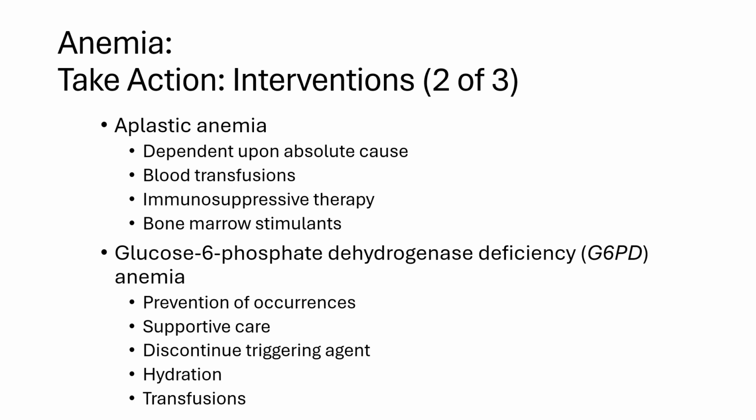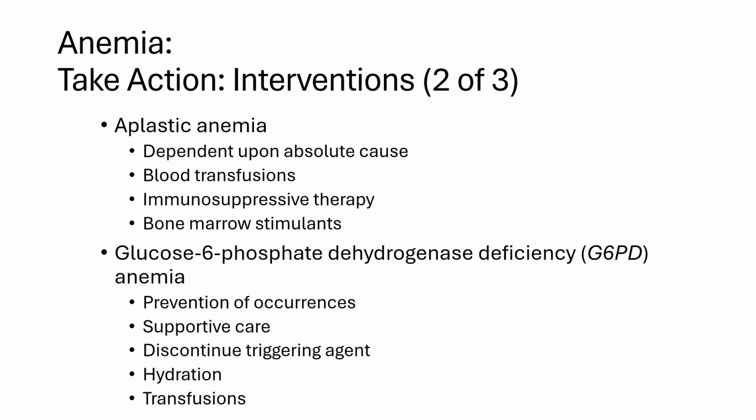So whatever medicine it is, that medicine should be discontinued. Blood transfusion is another intervention for aplastic anemia. Also immunosuppressive therapy, and what happens with the immunosuppressant therapy is that it prevents the immune system from attacking the bone marrow, allowing the bone marrow stem cells to grow and to produce more blood cells.